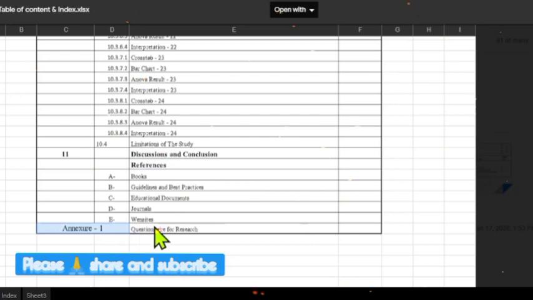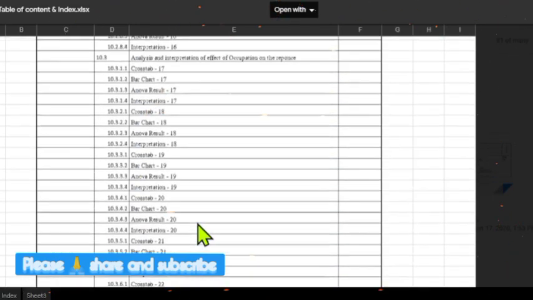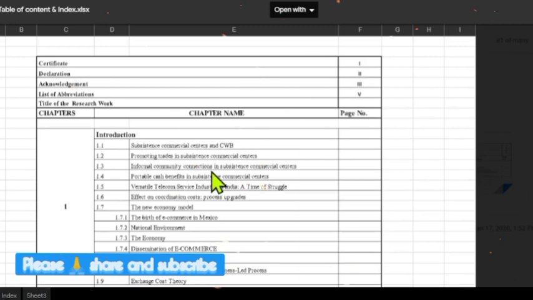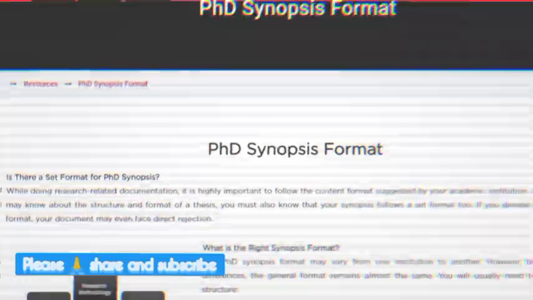In the annexure, which is also called the appendix, you can put everything you feel is needed. Here you can put all the questionnaires which you have designed, and we'll discuss in detail how to go about preparing the final thesis. So this is all about the synopsis, the guidelines for preparing the synopsis, and the format for the synopsis.